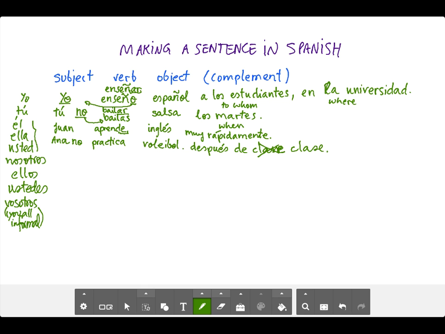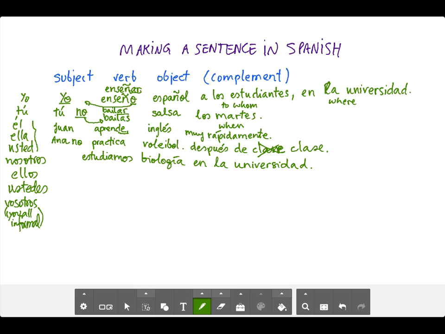And then nosotros, when we want to make a sentence with nosotros, we do something, then you, again, nosotros estudiamos biología. So we study biology en la universidad.